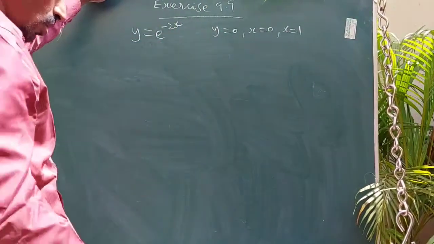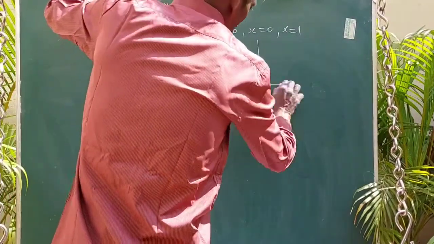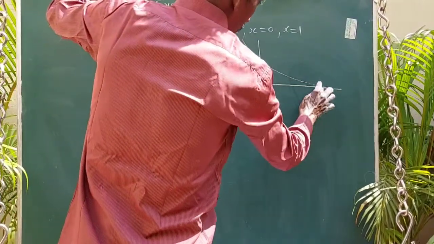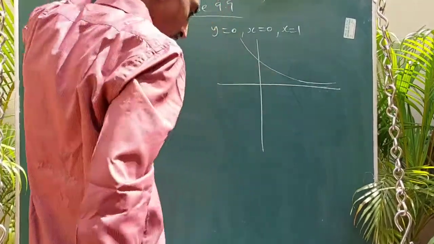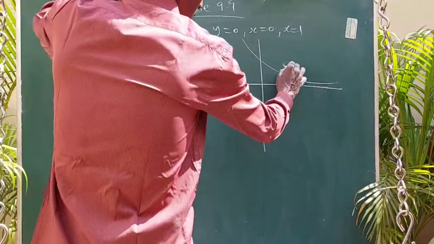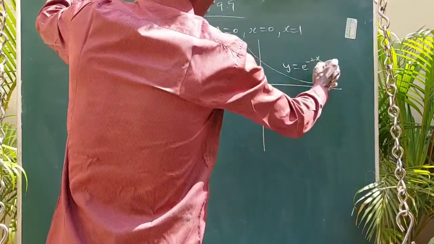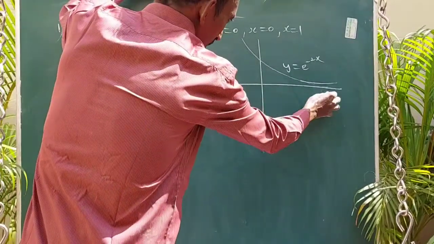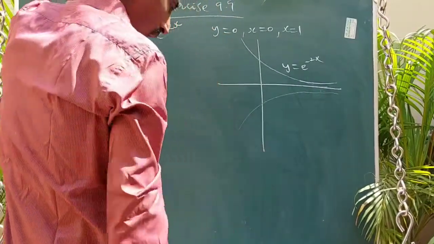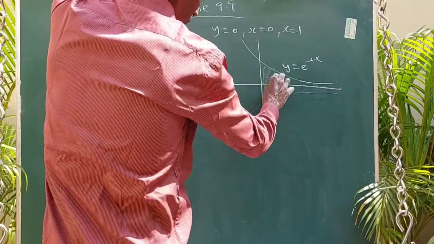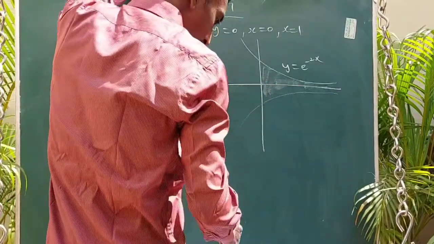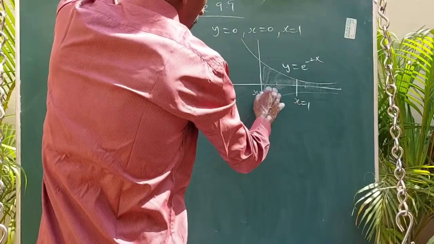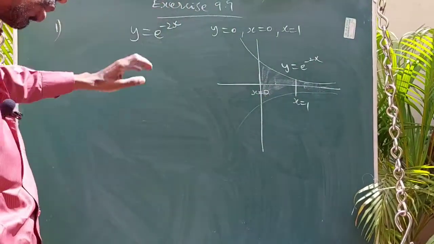Listen, remember e power x is a curve asymptotic to the x axis. So this is the curve y equal to e power minus 2x. If we revolve about the x axis, we get a shape similar to this one, again a funnel shape. Our aim is to find the volume between x equal to 0 and x equal to 1. Again the limit is 0 to 1.